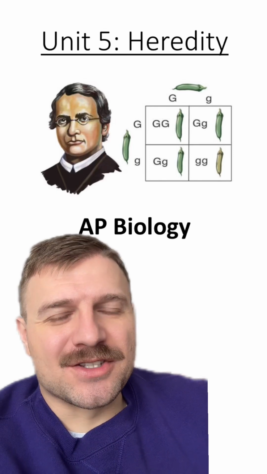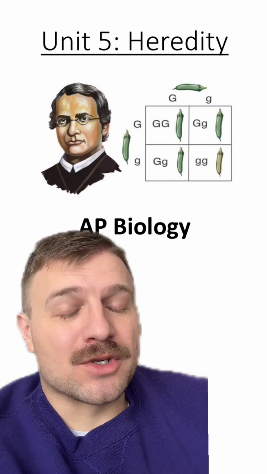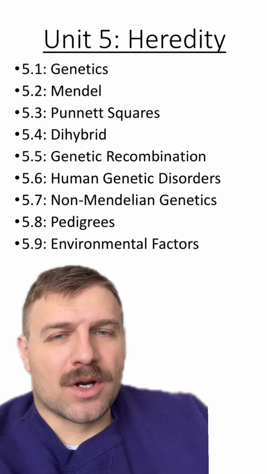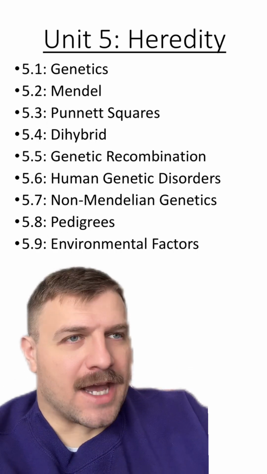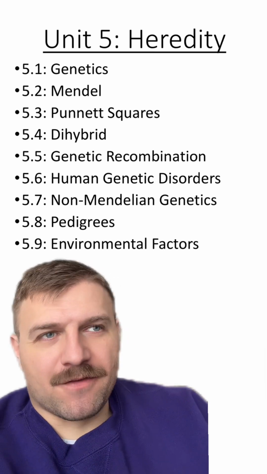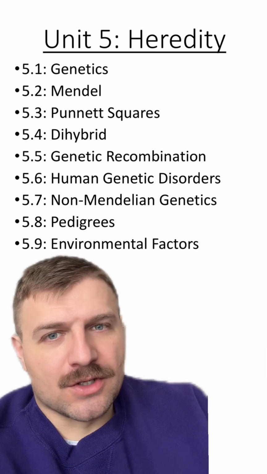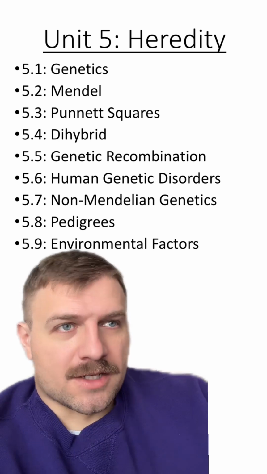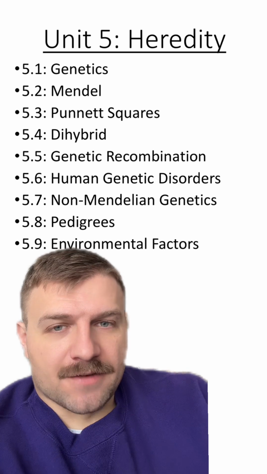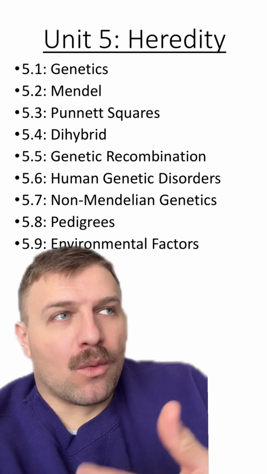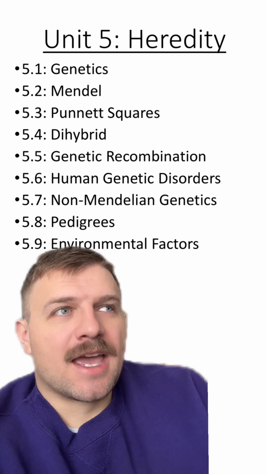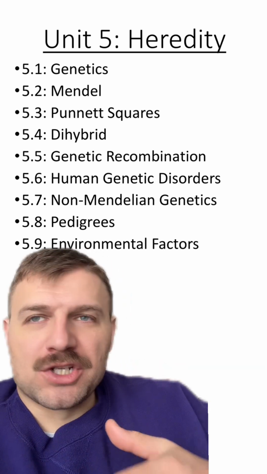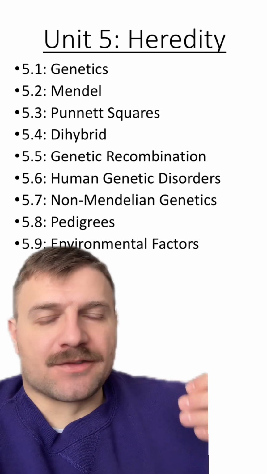Hello AP Biology students, we're going to start the 5th unit, which is about heredity. In this unit, we're going to cover how traits are passed from parent to offspring. This is by far the favorite unit for most students since we're going to go over Punnett squares. We're going to talk about Gregor Mendel and his discoveries. We're also going to take a deeper look at what those Punnett squares can tell us and what we can learn from this data. But again, we're just going to focus on how traits are passed from parent to offspring.